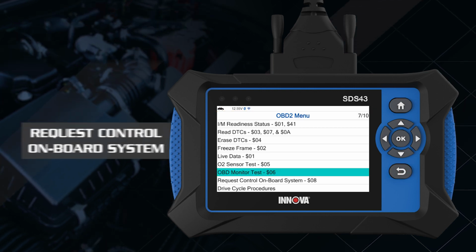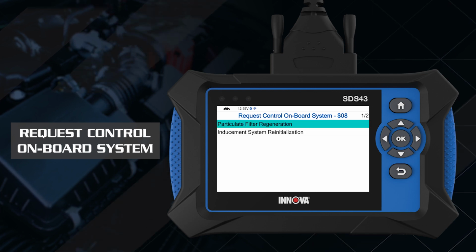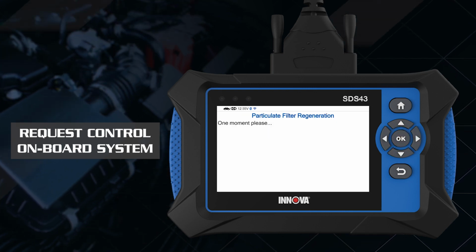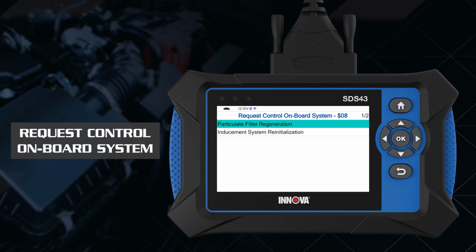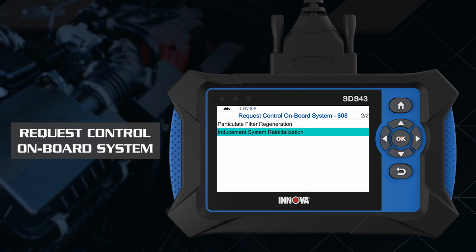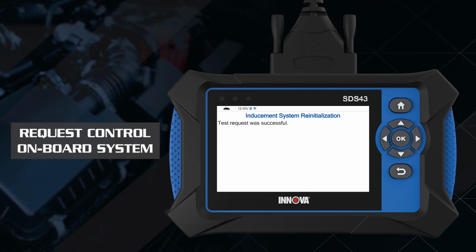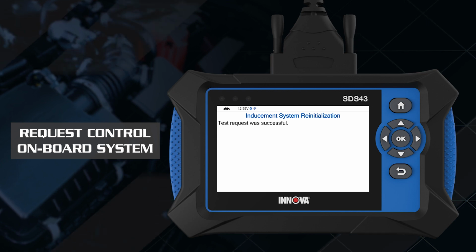memory. Request Control Onboard System, or Mode 8, sends the request to initiate testing of an onboard system or component. The tool sends a command to the vehicle's onboard computer to perform one or more specific tests, and retrieves the results when the test is completed. The specific components or systems for which test results are available vary between vehicle manufacturers, makes, and models.